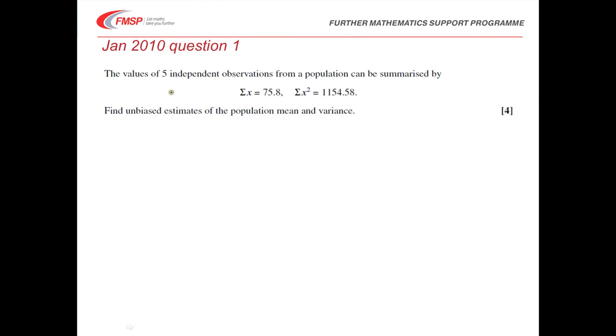Okay, so in this question, January 2010 question 1, we're going to take the values of 5 independent observations, and we're given this. So this is definitely a sample, okay? And we're asked to find unbiased estimates of the population mean and variance. So we're asked to find mu hat and sigma squared hat. They are the notations that we use for unbiased estimates.